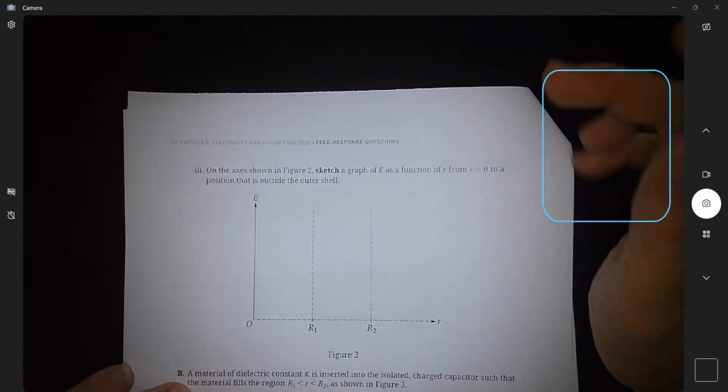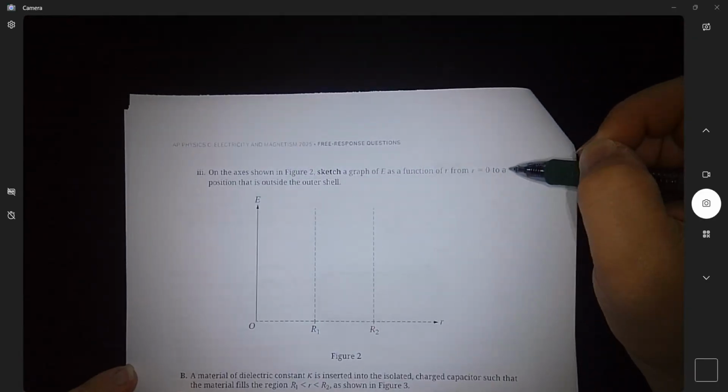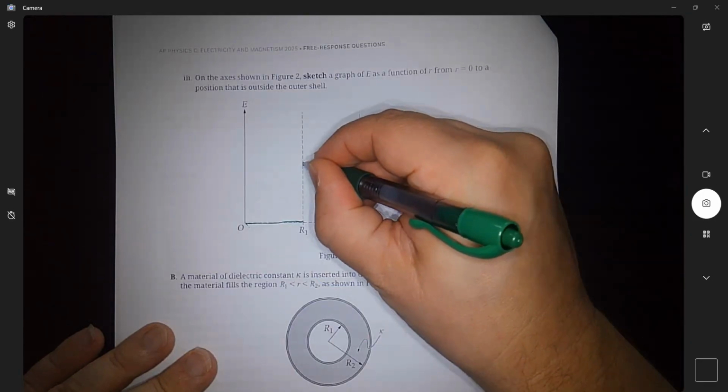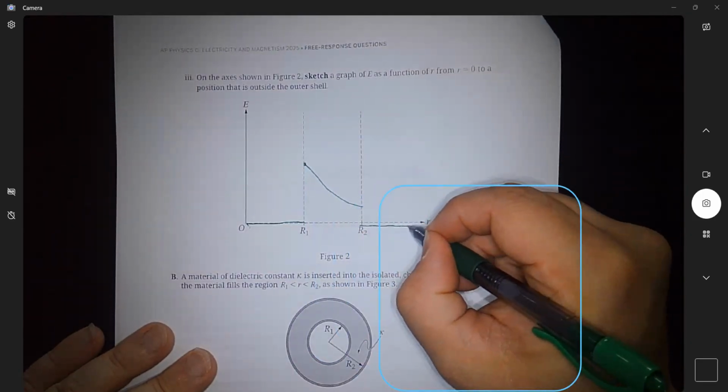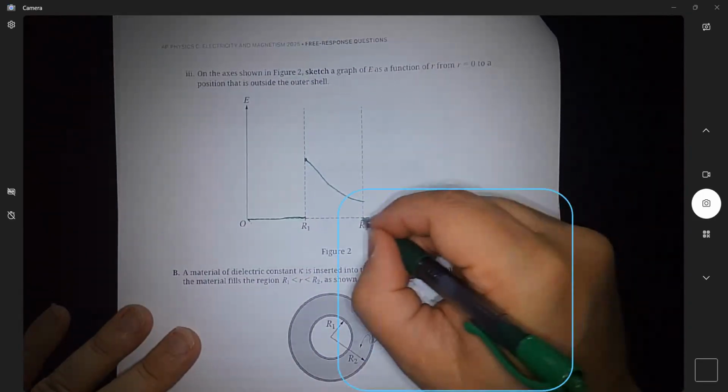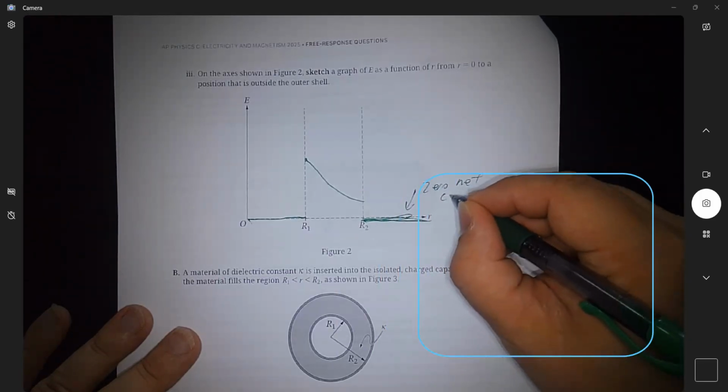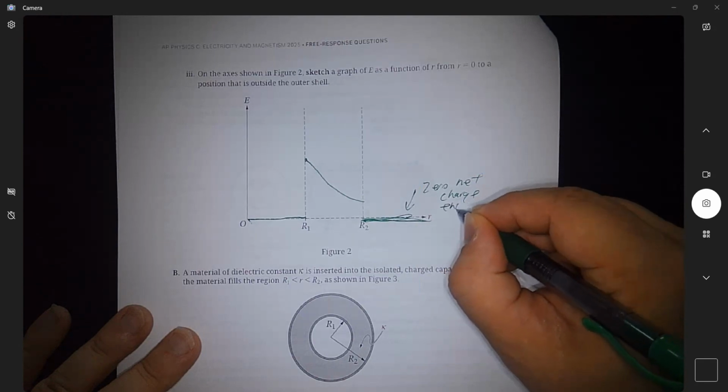All right, what's coming up here? Sketch a graph of E as a function of r. Okay, I think that's it. Well, why is it 0? Because there's 0 net charge enclosed. How do you know that it's 0 net charge enclosed when you're outside?